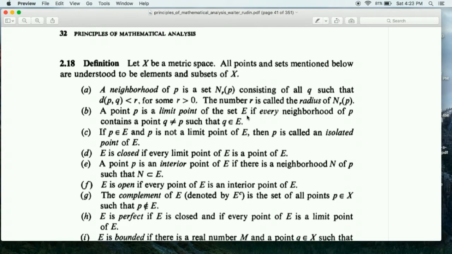Now a point p is a limit point of some set E, where E is a subset of this metric space X, if every neighborhood of p contains a point q distinct from p, such that q is in E. So a limit point might not belong to E. It can be outside E, but it will have a neighborhood which non-trivially intersects with E. No matter how small a neighborhood I take, how small an r I take, it will still intersect E in a point distinct from p.